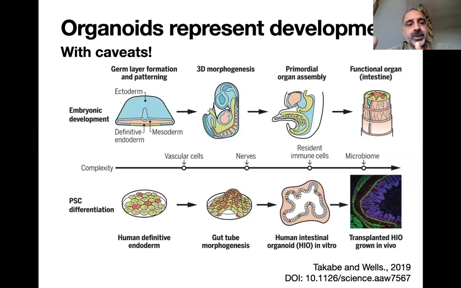So, like I said, organoids represent development. There are caveats, of course. In many cases, an organ needs much more than a single tissue type. So, for example, here we're thinking about endoderm. Endoderm will give rise to the precursor of the gut, but the formation of the gut needs surrounding tissue to instruct it. It needs contributions from things like vascular cells, nerves, particular types of macrophages. It needs a microbiome to be active.